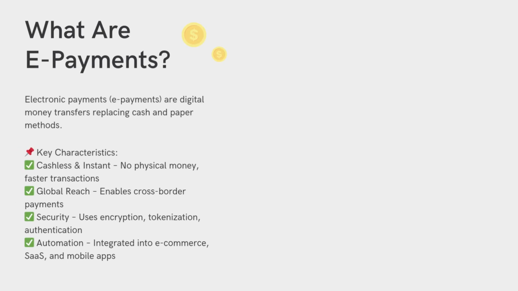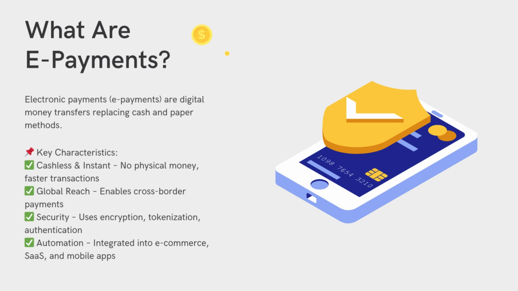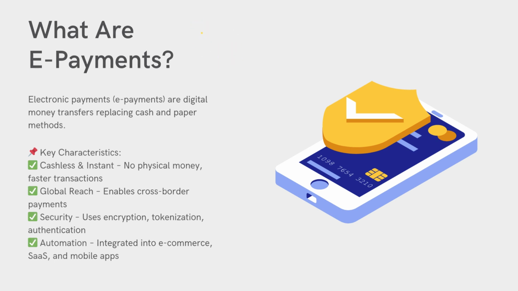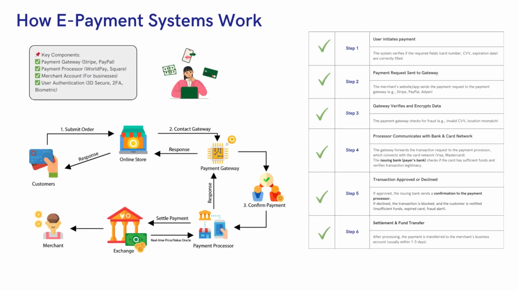Let's start with what are e-payments. Electronic payments refer to the digital transfer of money from one entity to another using electronic systems instead of traditional cash or paper-based methods. Key characteristics include no need for physical cash, instant character of payments, enables cross-border payments, and it also uses encryption, tokenization, and authentication methods to protect transactions, and it's often integrated into software systems like online shopping or SaaS platforms.